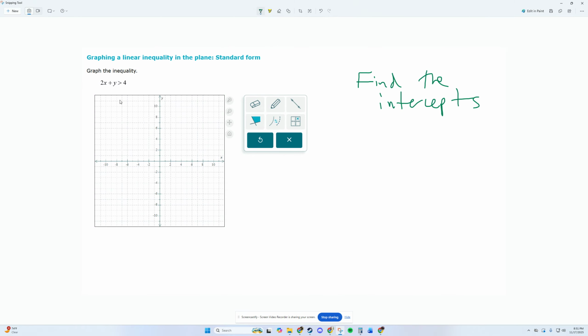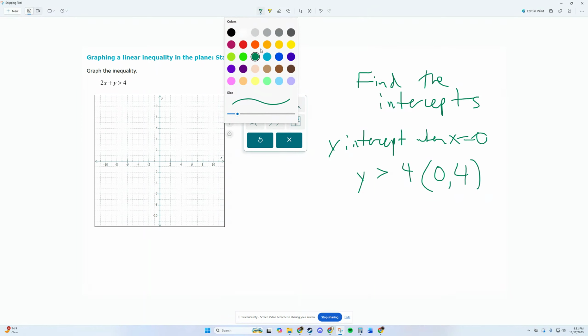So instead of changing to slope-intercept form, just think of it. Y-intercept is what is y when x equals 0. So that's going to be y is greater than 4. So it is going to be 4. Or 0, comma 4 is our y-intercept.